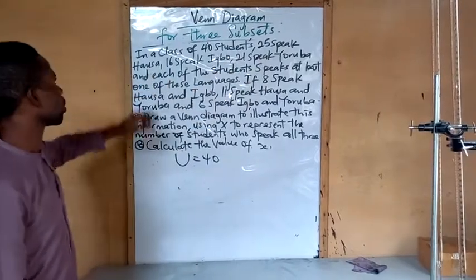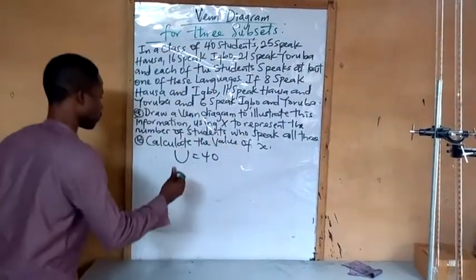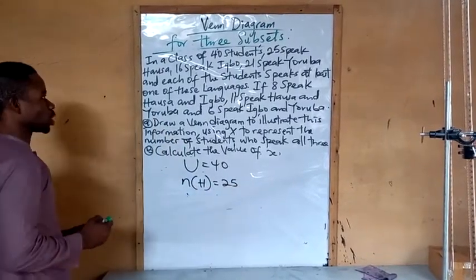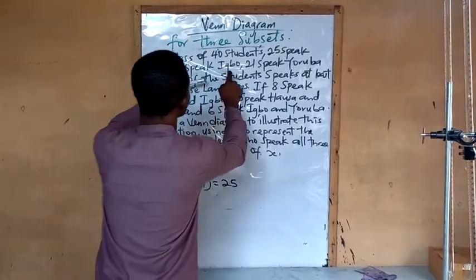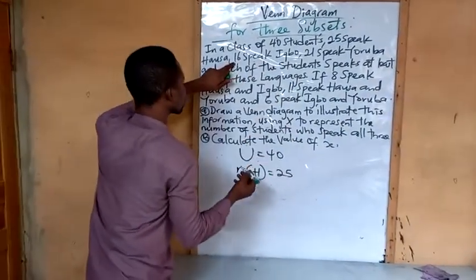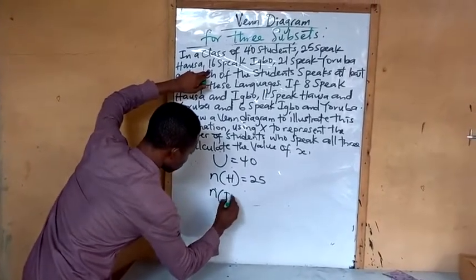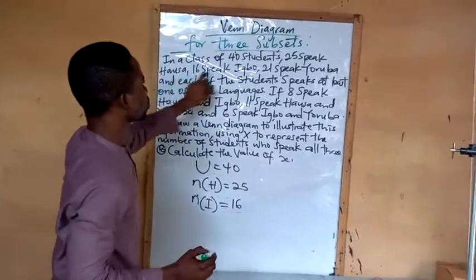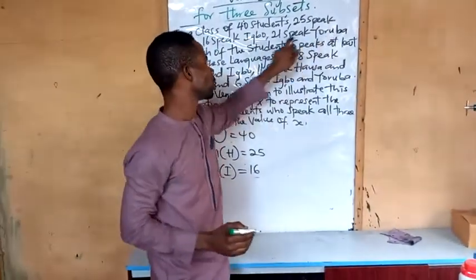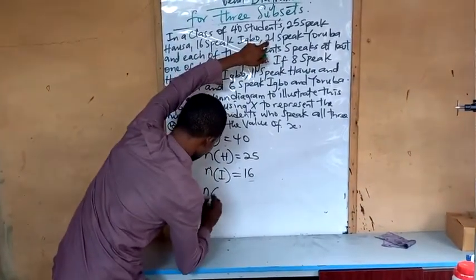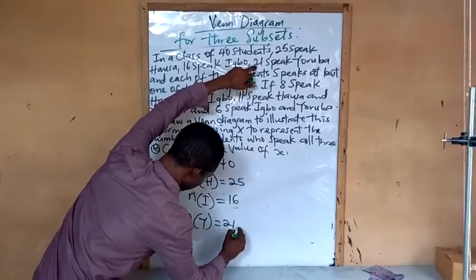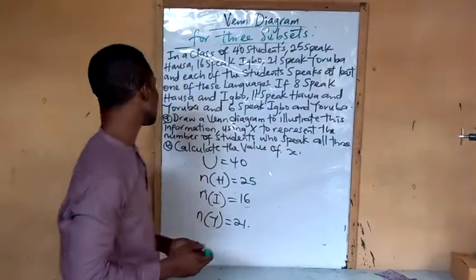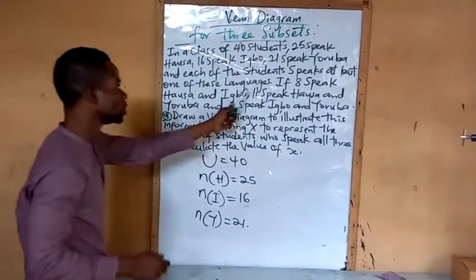25 speak Hausa. So the number of people that speak Hausa is 25. 16 speak Igbo. So the number of people that speak Igbo is 16. Let me use I for Igbo. That is 16. And 21 speak Yoruba. The number of people that speak Yoruba is 21. And each of the students speaks at least one of these languages.